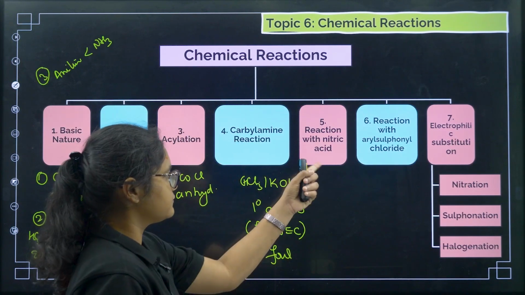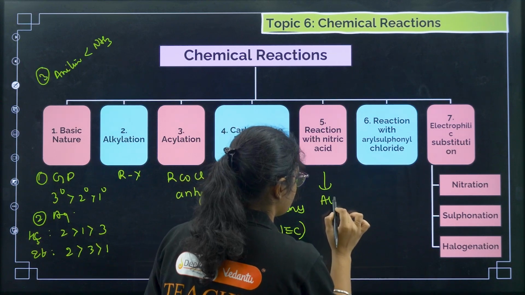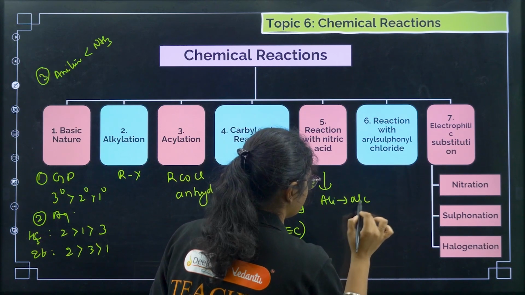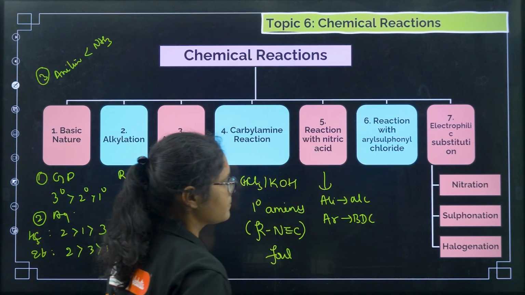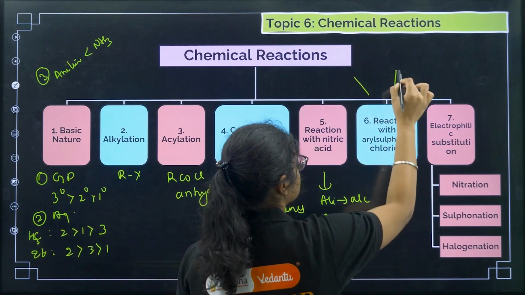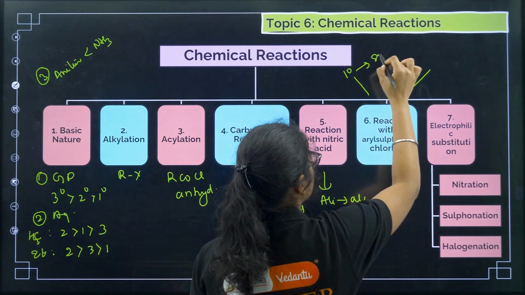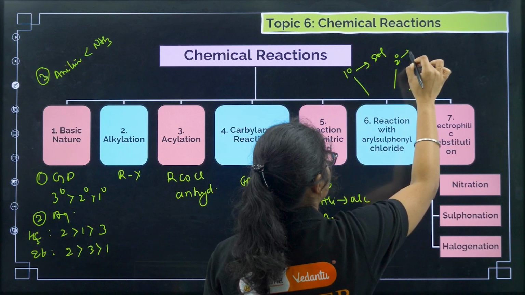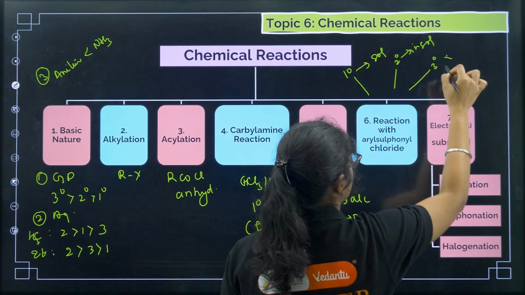Next, with nitrous acid, if it is aliphatic, then we will get alcohols. If it is aromatic, we'll get benzene diazonium chloride. Now with aryl sulfonyl chloride, we have 3 things here. Primary one will react and will be soluble, secondary will react but insoluble, and tertiary will not react.